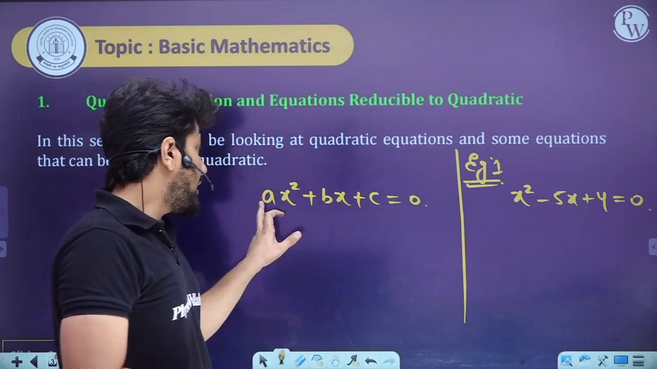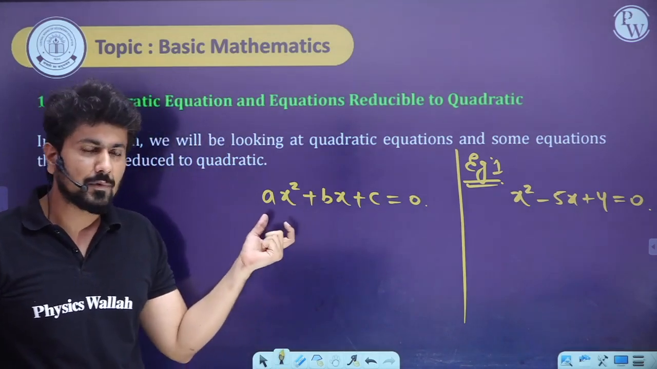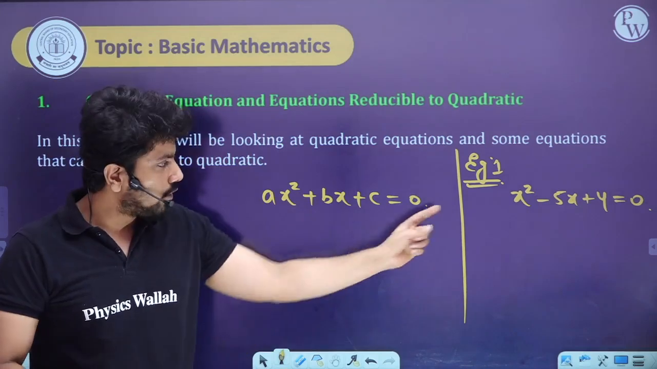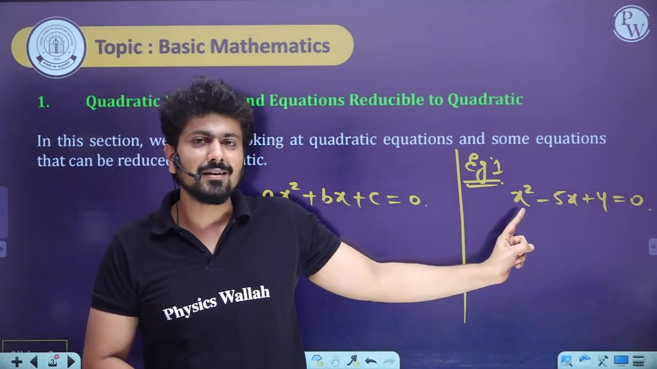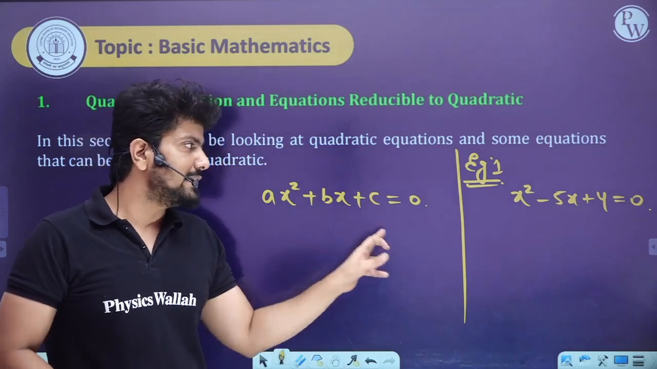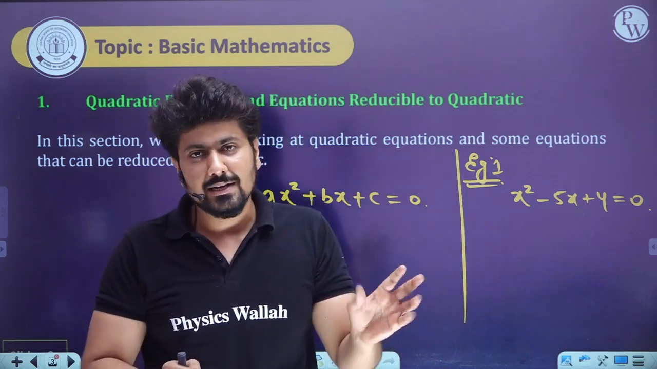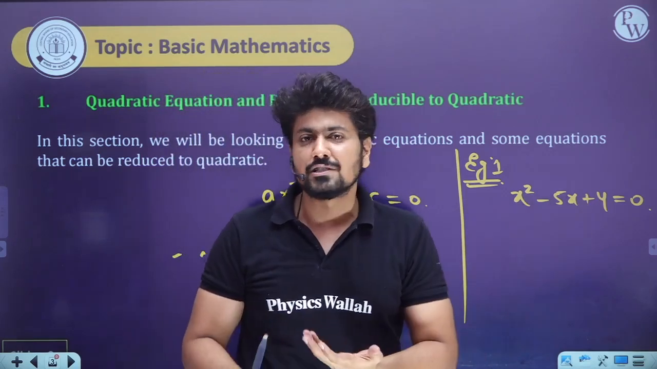We multiply a and c. A is the coefficient of x square. What is the coefficient of x square over here? The coefficient of x square is 1. And what is the constant term c? C is 4. So we take the product of the coefficient of x square and c. So 1 and 4, their product is 4 only.